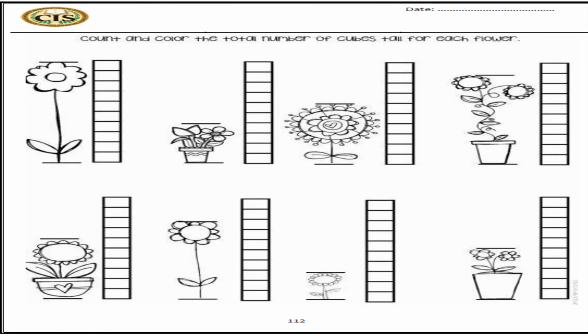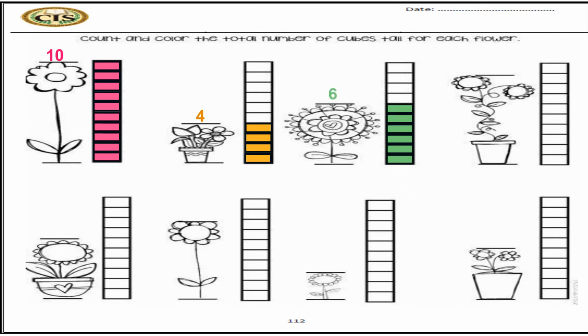Count and color the total number of cubes tall for each flower. Flower number 1, let's count the cubes. 1, 2, 3, 4, 5, 6, 7, 8, 9, 10. 10 cubes. Flower number 2. 1, 2, 3, 4. 4 cubes tall. Flower number 3. 1, 2, 3, 4, 5, 6.